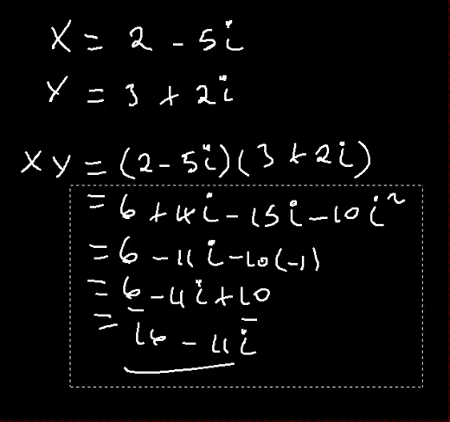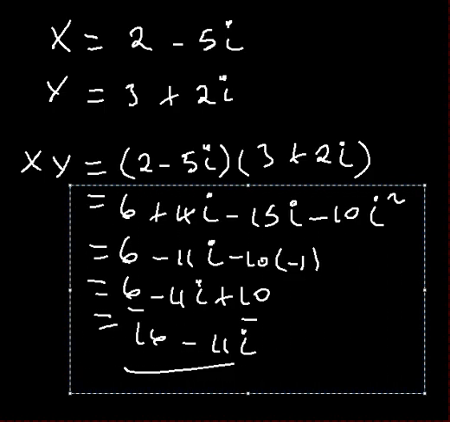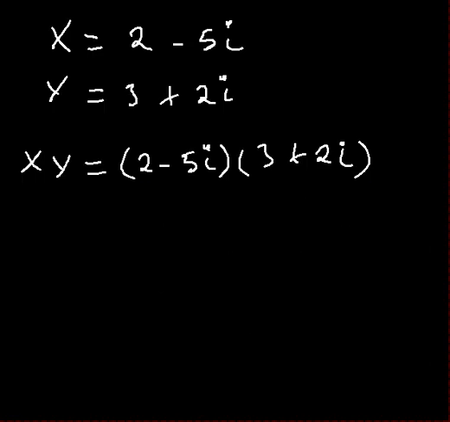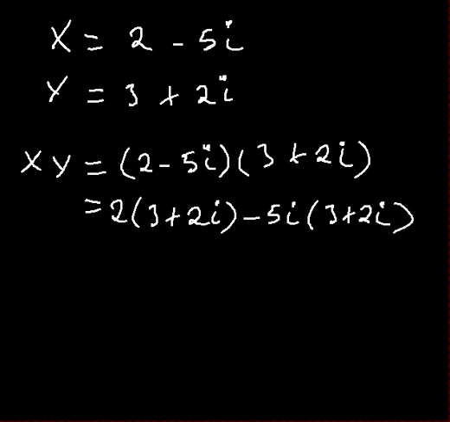And even using the column method of multiplying algebraic expressions, we have the same result. That is 2 times 3 plus 2i. We can have it as negative 5i times 3 plus 2i, which is the same as 2 times 3, that is 6, and 2 times 2i, that is plus 4i. Negative 5i times 3 is negative 15i.